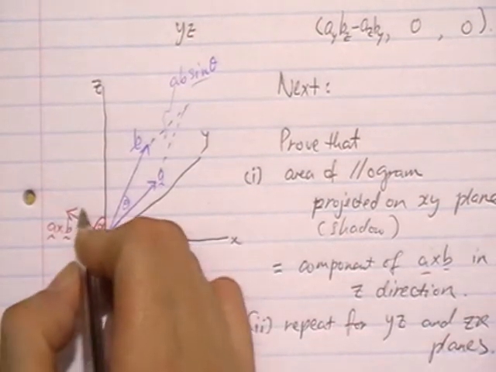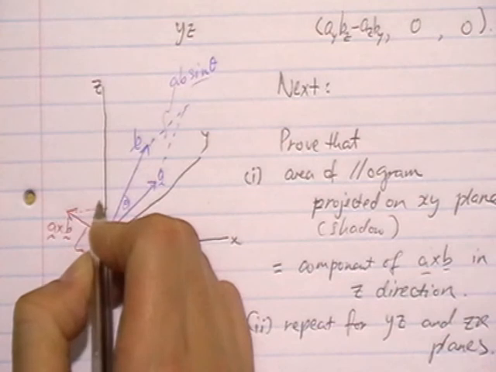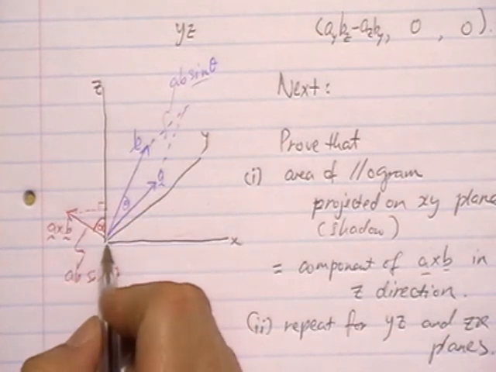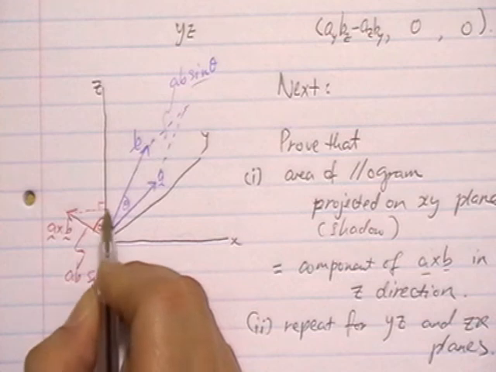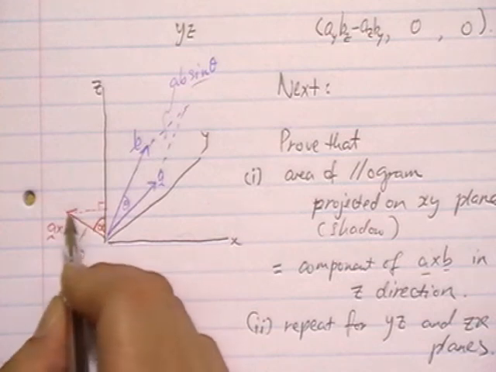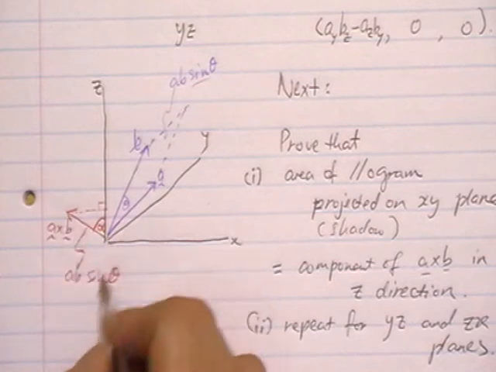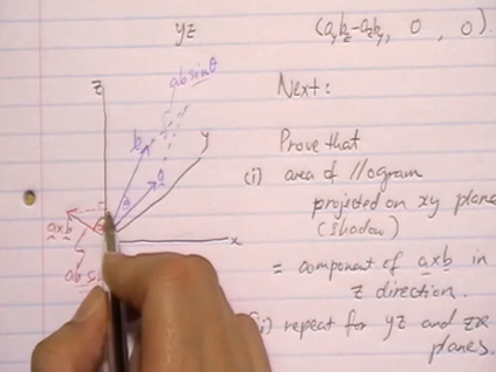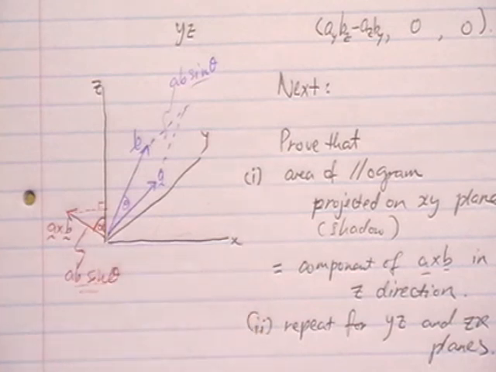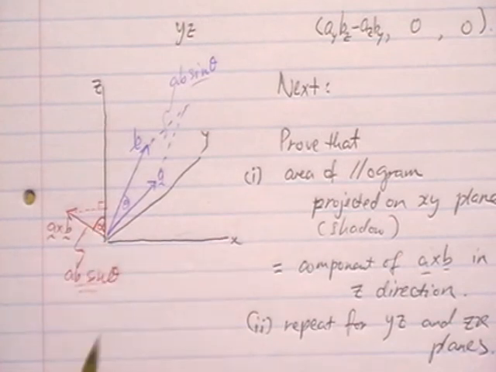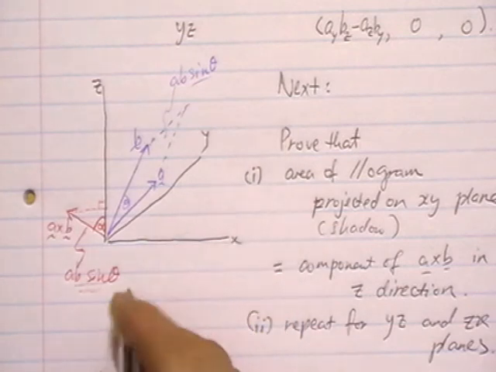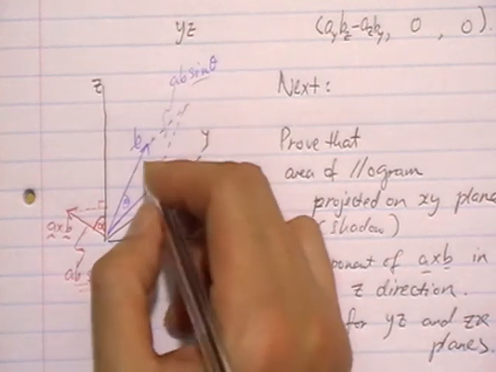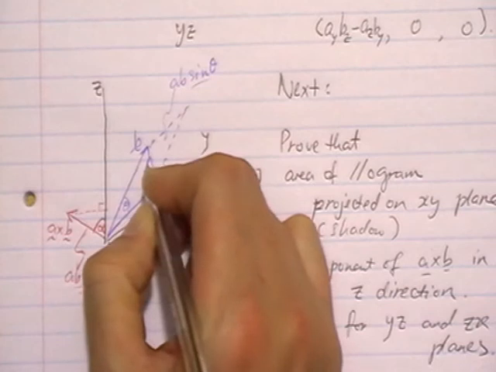Right? So if I think about this right angle triangle, this component would be the length here, which is the area of the parallelogram, times cosine alpha. So just to make it easier to write, instead of calling it AB sine theta all the time for the area, I'm just going to call it capital A.